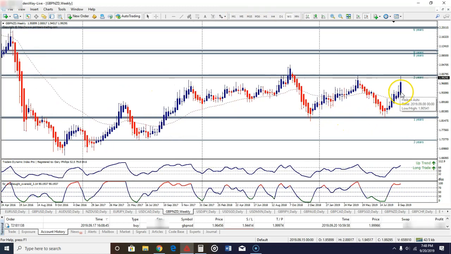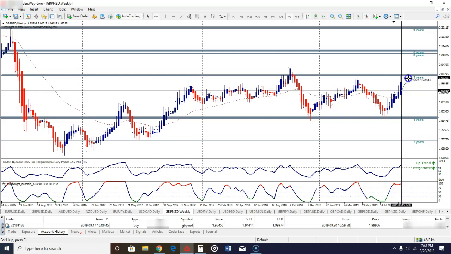So what do we see during the week? Last week we see price closed at this point in the uptrend. So what could we project? Well, we projected price to continue on to challenge this level of resistance. So essentially we were looking for a move to the upside. Let's go over to the daily chart.